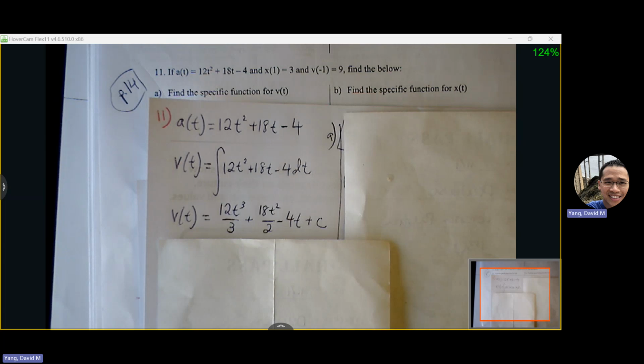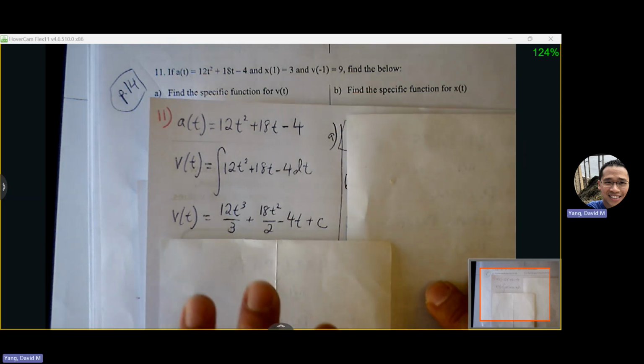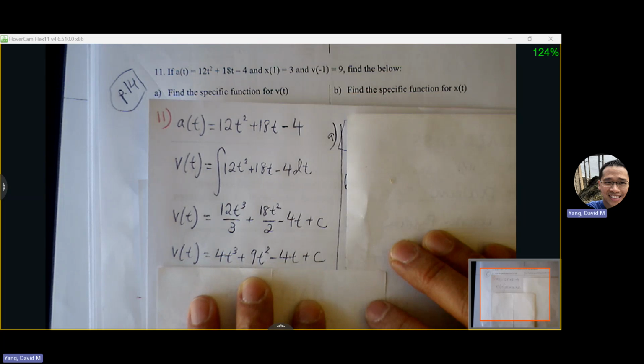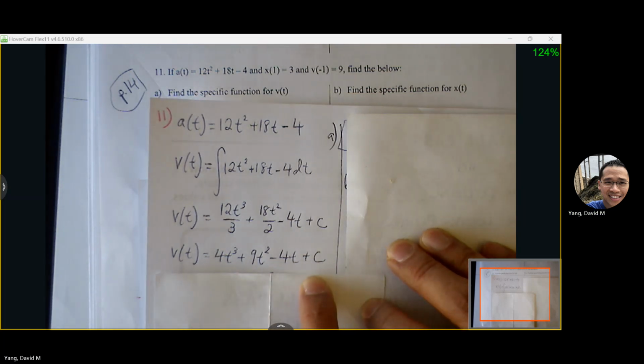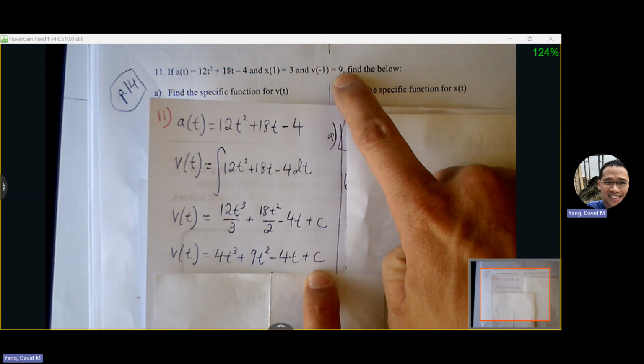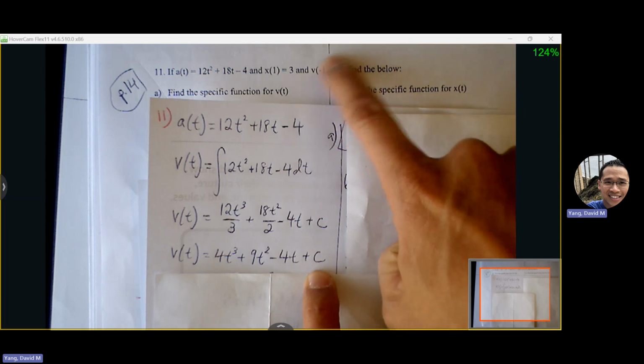12t squared becomes 12t cubed over 3. 18t becomes 18t squared over 2. 4 becomes 4t, and don't forget plus c. We'll do some cleanup here, but do we have something that can help us solve for c here? We have an ordered pair that we can use at this stage. Yes, -1 in for t and 9 in for velocity because we have an ordered pair at this level.